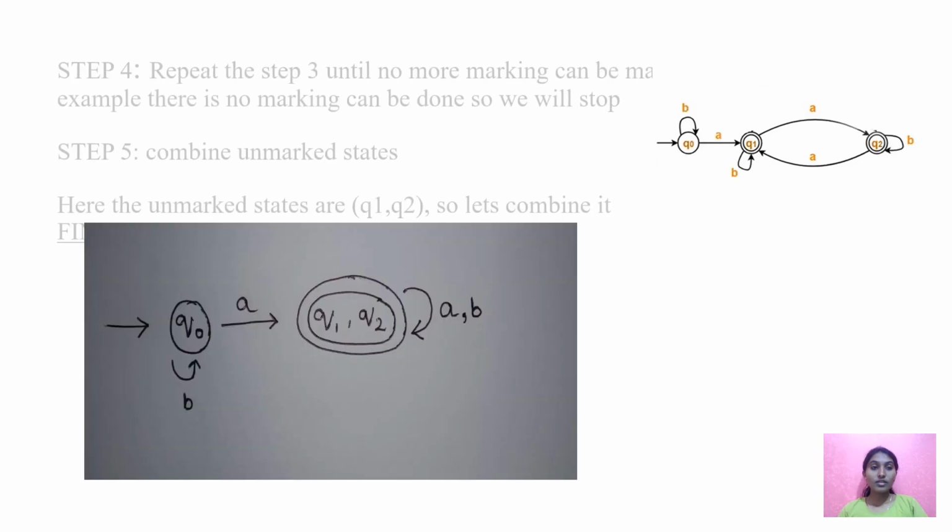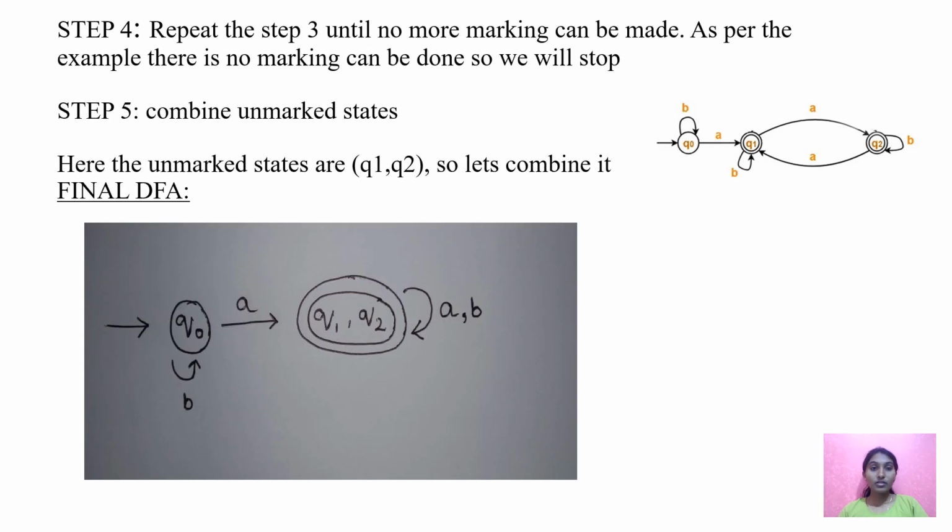So now let's see step 4. Repeat step 3 until no more marking can be done. As per the example, no more marking can be done, so we'll stop there. Now let's get into step 5. Combine the unmarked states. Here the unmarked states are Q1 and Q2. So we should combine these two states. After combining these two states, this is the final DFA we are going to get.